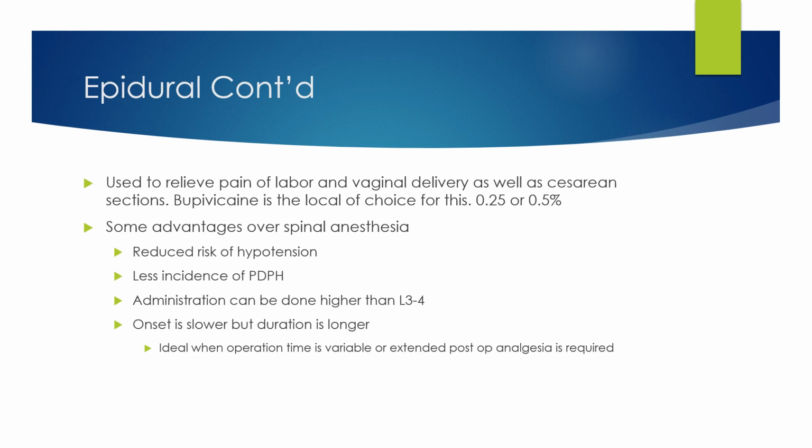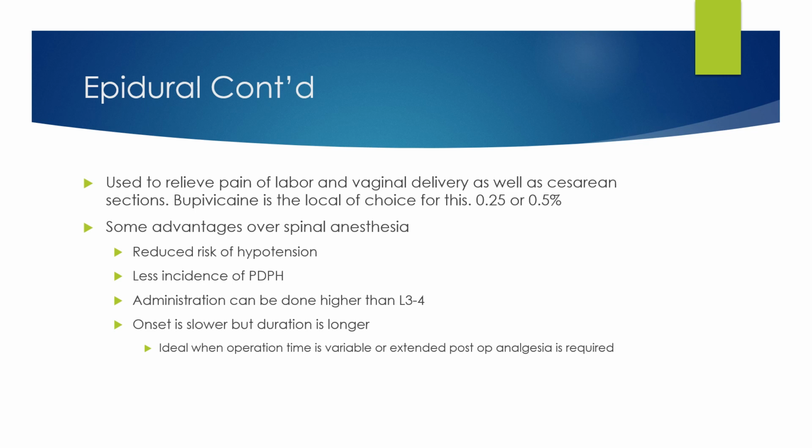Right. Epidurals are used to relieve pain of labor and vaginal delivery, as well as for cesarean sections. Bupivacaine is the local of choice for these, usually at 1/4 or 0.5%. There are some advantages of epidurals over spinal anesthesia. Epidurals have a reduced risk of hypotension. There are fewer recorded incidences of post-dural headaches.